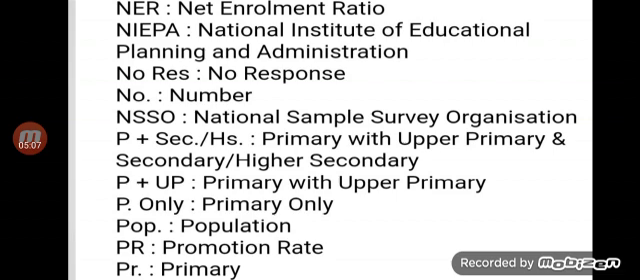Next abbreviation P plus UP, which means primary with upper primary. Next, P only, which is called primary only. Next abbreviation POP., which stands for population. Next, PR, which is called promotion rate. Next, PR., which is called primary.